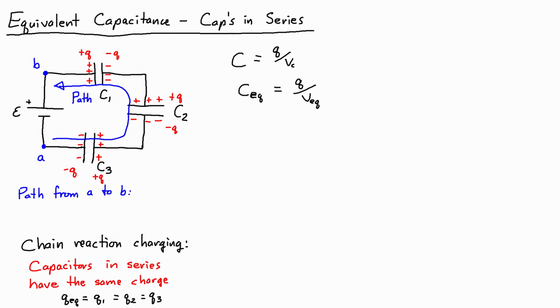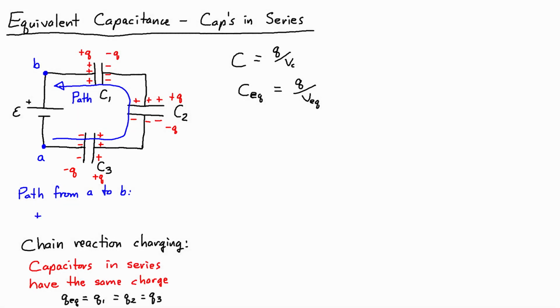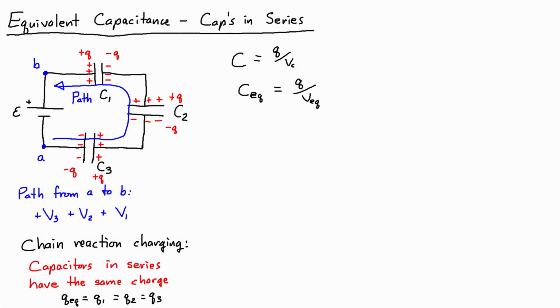All right, so now that I know which plates are positive and which plates are negative, I can actually look at that path and follow the loop rule, going from A to B. So starting at A, I'm going from negative to positive on C3, so I have plus V3. Then I'm going across C2 from negative to positive, so I have plus V2. And then I'm going across V1, or C1, I guess, from negative to positive, so I also have V1. And this is the delta V across all of these. And I can also say that's equal to the equivalent voltage for an equivalent capacitor for all of these.